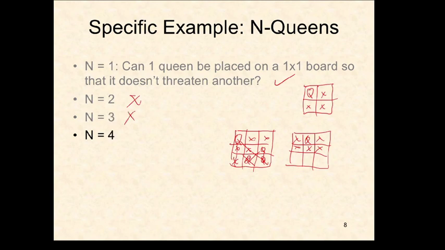What about n equals 4? That's going to get a bit harder. N equals 5, 6, 7, etc. It seems to be, as far as we can tell, n equals 1 has a solution, and everything from 4 up has a solution. 2 and 3 seem to be the odd chessboards that have no solution at all.